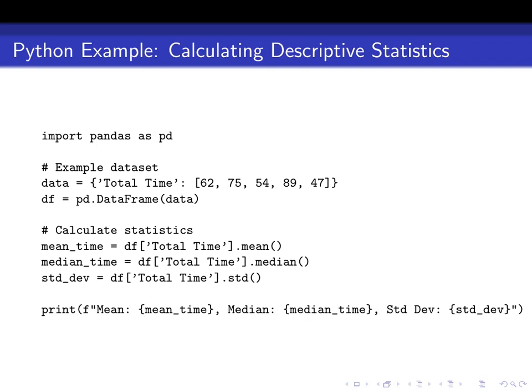This Python snippet calculates descriptive statistics like mean, median, and standard deviation for a small dataset of travel times.